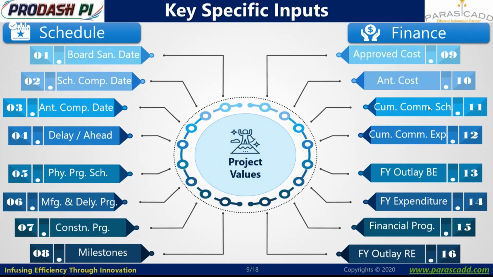So anticipated cost, cumulative commitment schedule for a specific financial year as well as for the entire project life cycle. Then cumulative commitment expenditure, financial year outlay budget estimate, financial year expenditure, financial progress, and financial year outlay revised estimates if the cost is getting revised. So these are the bare minimum key parameters we are capturing. Apart from these, other additional attributes can be defined and captured.